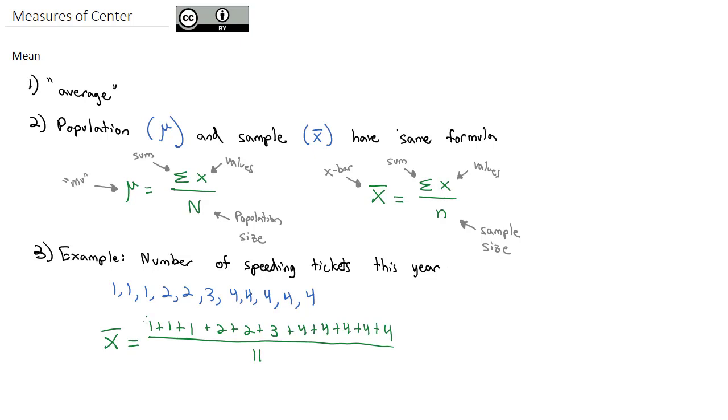If I put this in my calculator, I'm going to need to put parentheses around the numerator to make sure that we divide the sum by the 11. And when I do that, you should get 2.7. So it seems like this group of people have an average of 2.7 speeding tickets this year.